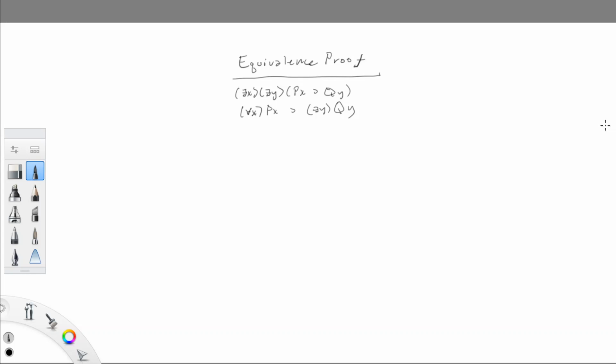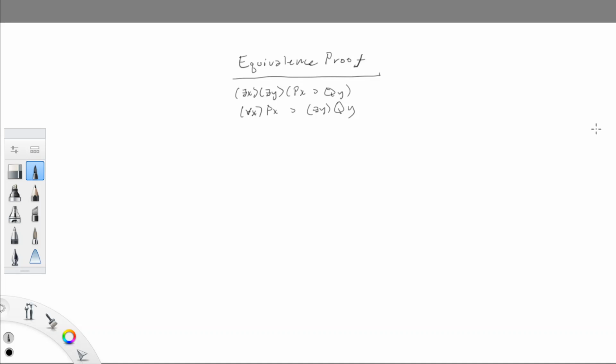Hello everyone. In this video we will be doing one half of an equivalence proof. I'll do the second half in a separate video. So the two statements displayed are quantificationally equivalent, and we can prove that they're equivalent, but it takes two derivations.